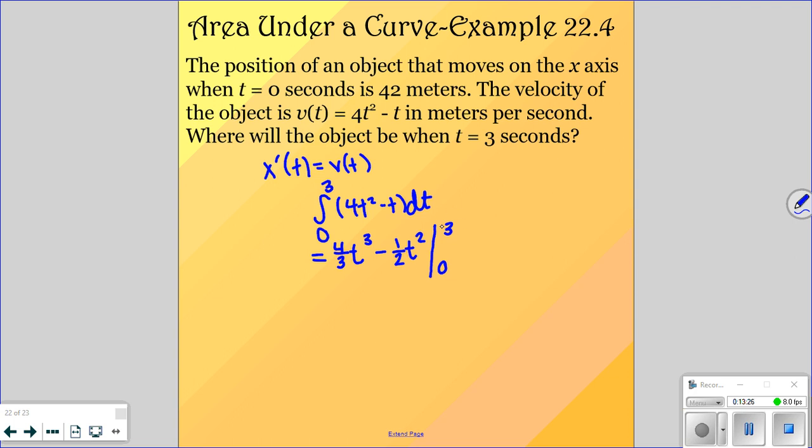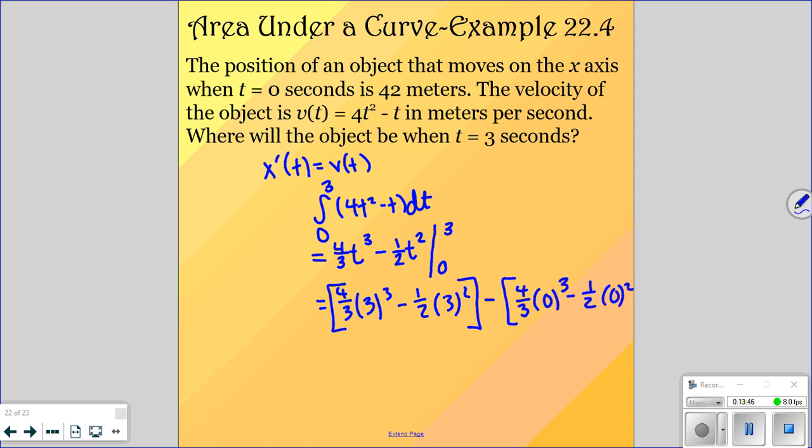From here, you're going to plug in the 3. So you're going to have 4/3 times 3 cubed minus 1/2 times 3 squared. And then you're going to subtract and plug in the 0, whatever your lower limit is. So you always plug in your upper limit, subtract, and plug in your lower limit. And from here, it's just algebra simplifying it.